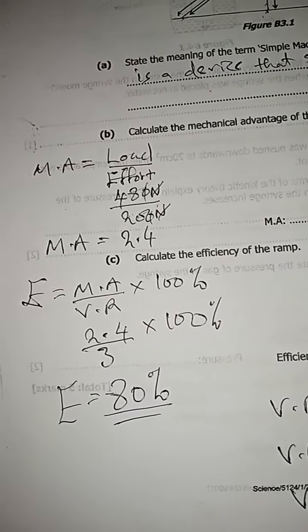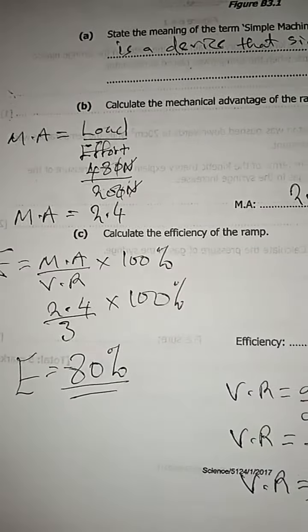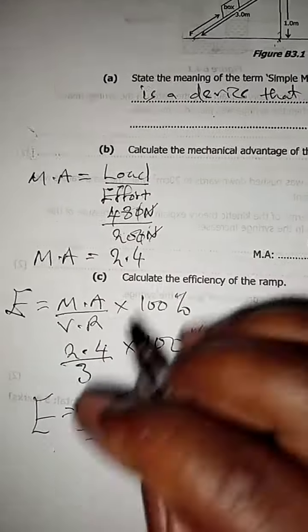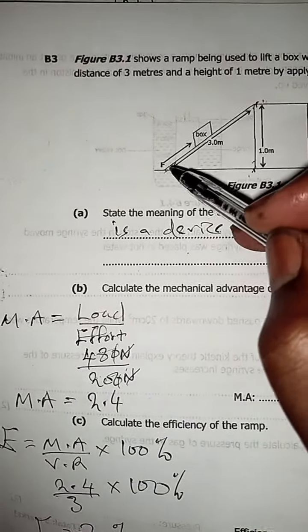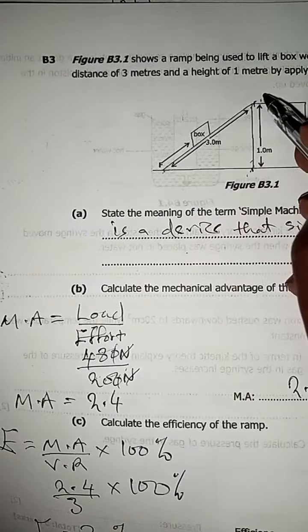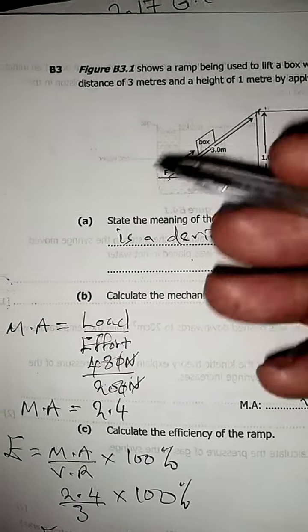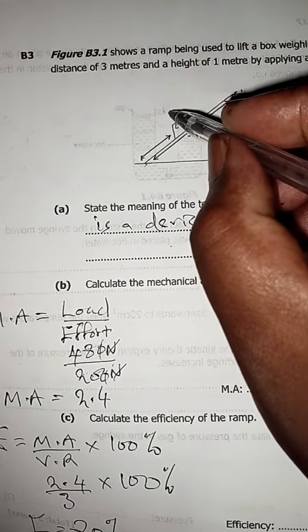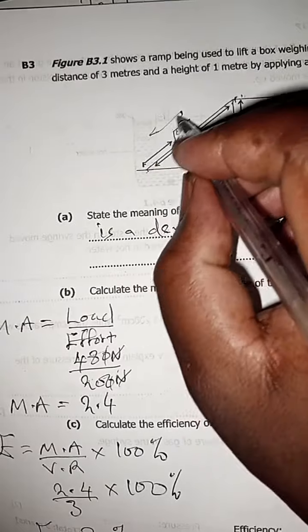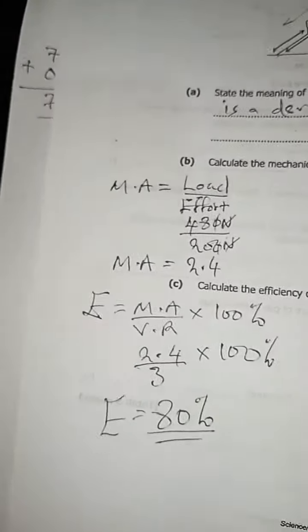Now, you may be asked, why is the efficiency not 100%? The efficiency is not 100% because there was some loss of energy due to friction force when the box was being pushed up. There was a friction force which opposes the motion of the box, and there was an opposite force reacting.